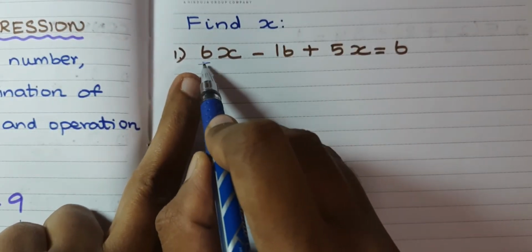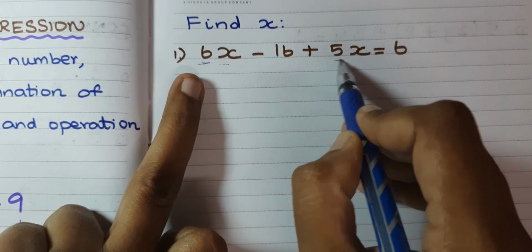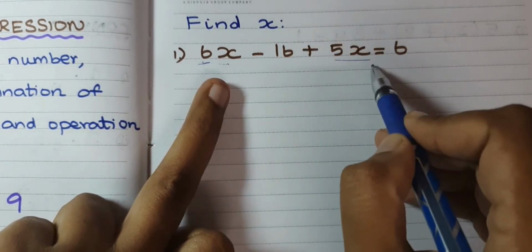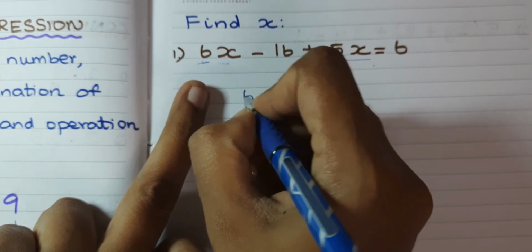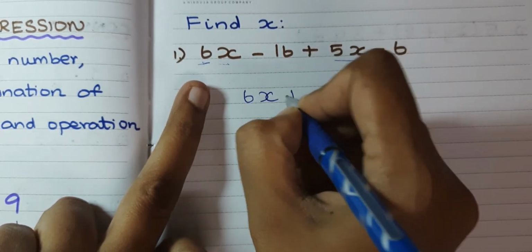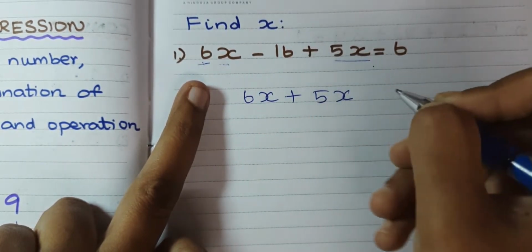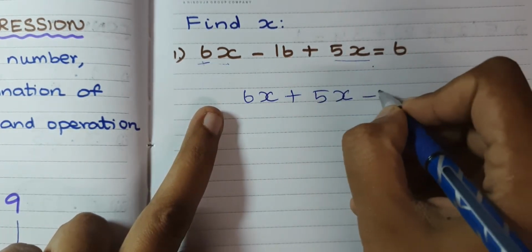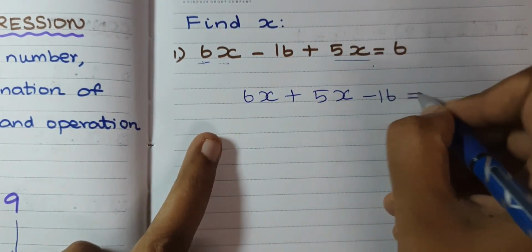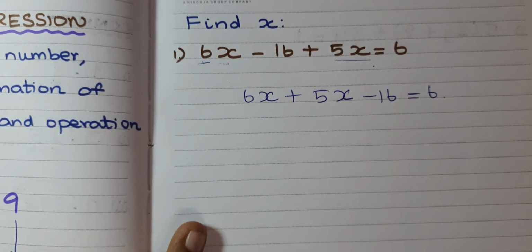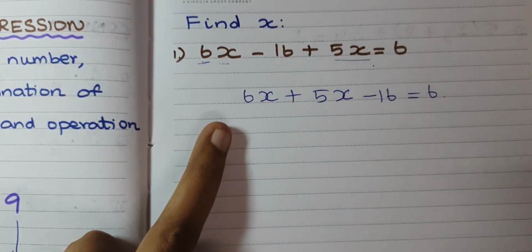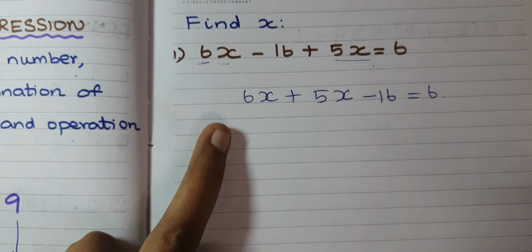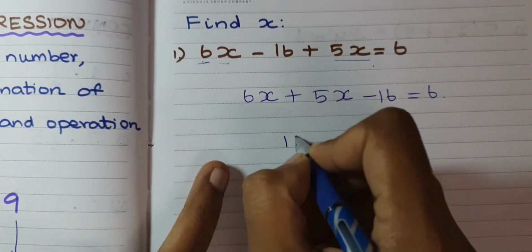Look here, I have 6x, and here also 5x. Both are x terms, like terms. So first I write 6x plus 5x minus 16 equal to x. So I can add 6 plus 5. It is 11x.